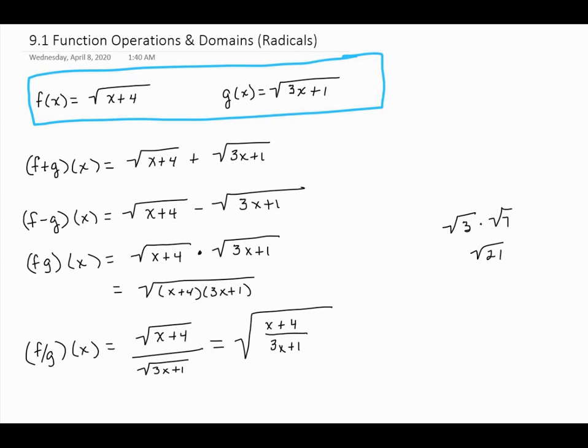In our last video, when we looked at the addition of polynomials and subtraction, multiplication, and division as well, we looked at finding the domains. And in this lesson, we're not looking at finding the domains of these functions. We are going to be looking at finding the domains of the composition, and that's what's next.